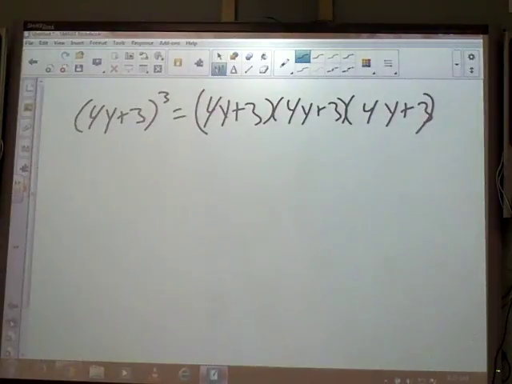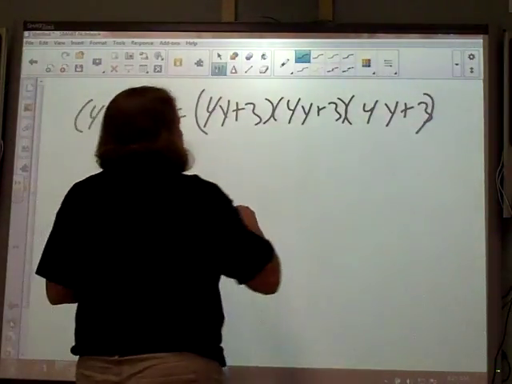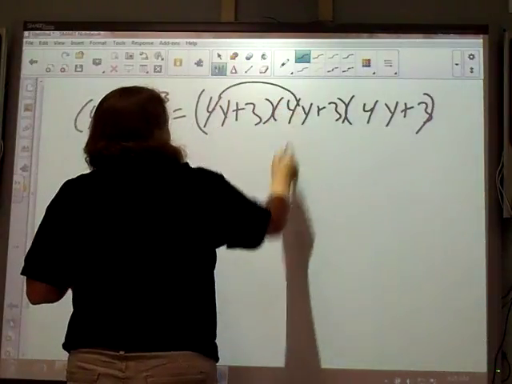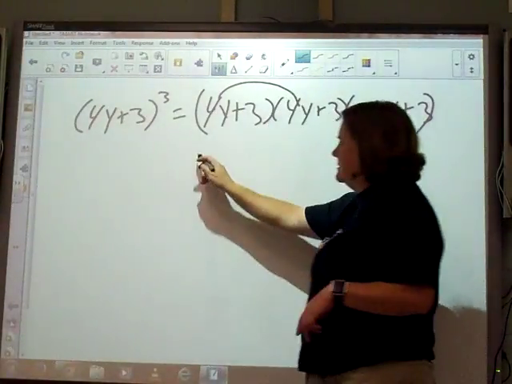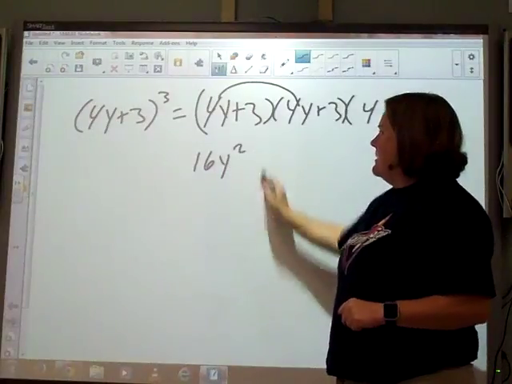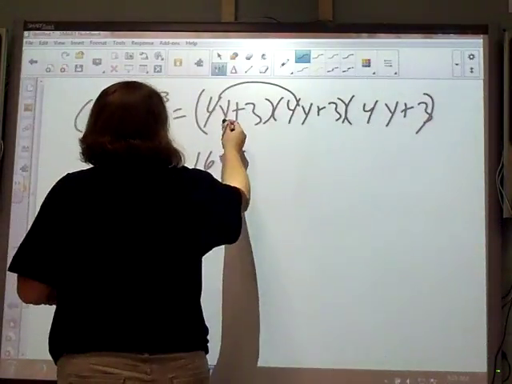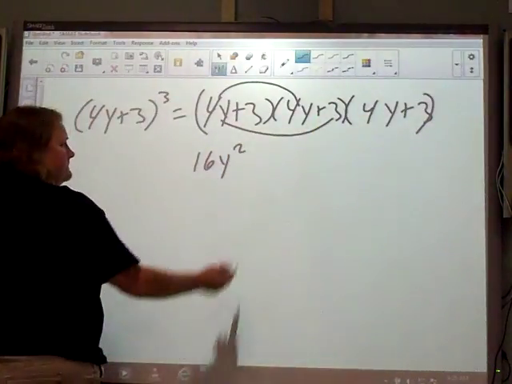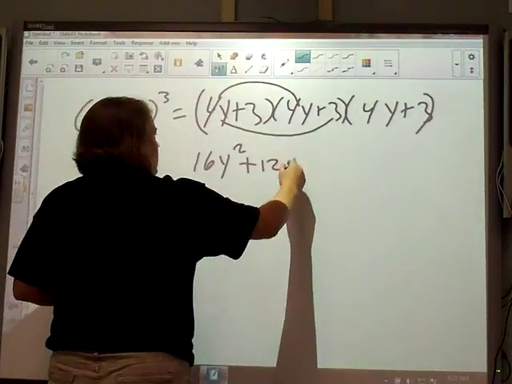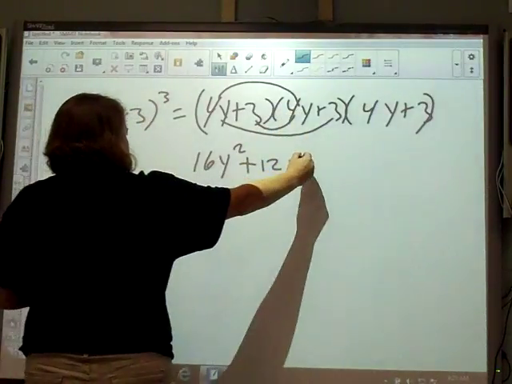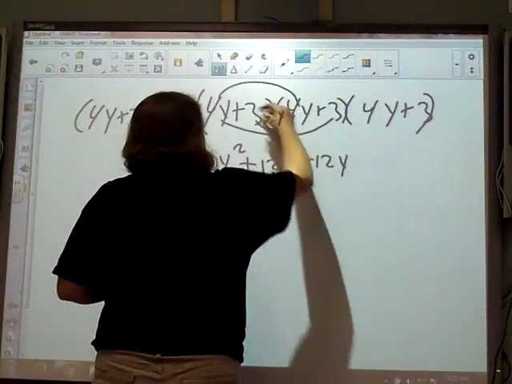I say FOIL, so binomial times a binomial. 4y times 4y. First: 16y squared. Outer, 4y times 3, plus 12y. Inner, 3 times 4y, plus 12y. And last, 3 times 3, plus 9.